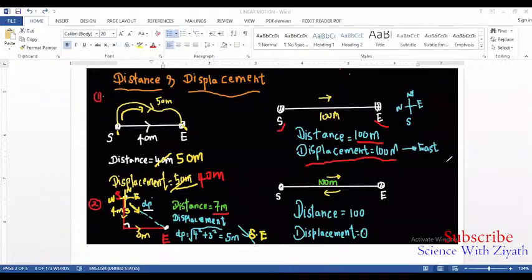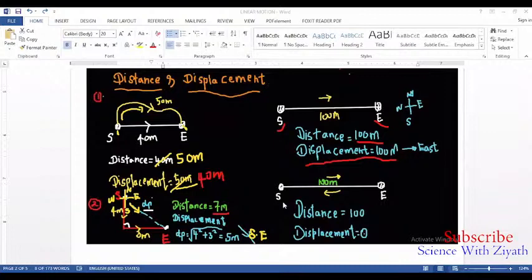Look, a very important thing that I'm going to talk about now. When any object travels in a straight motion in one direction, the distance and the displacement would be the same. One direction.